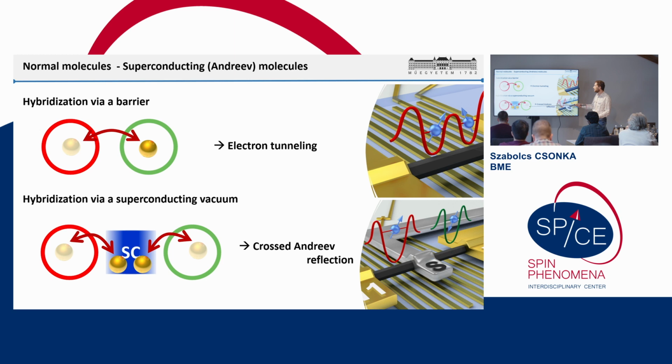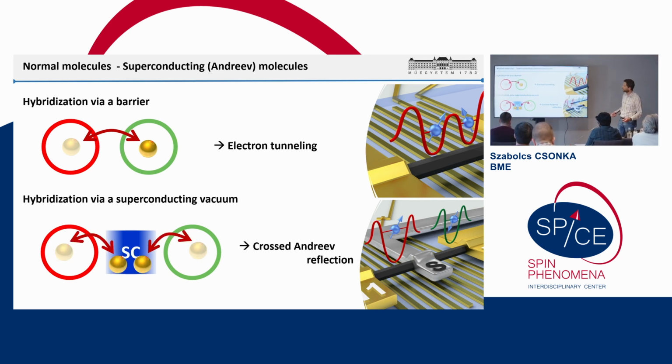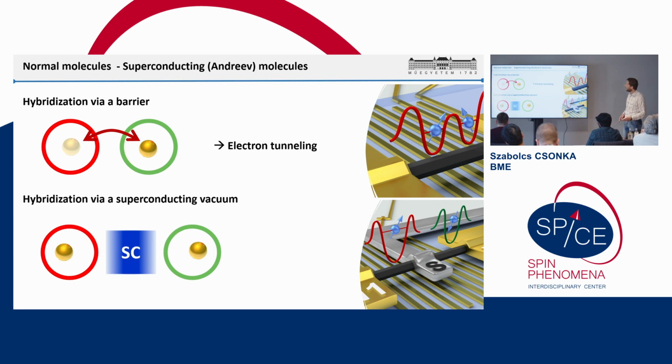And similarly, it could also happen if you have a Cooper pair in a superconductor. I can take it out to the two atoms. This is what we call crossed Andreev reflection. So if we add some superconducting parts to some atomic systems, this brings some new hybridization channels for these atoms. And my talk is focusing on superconducting molecules, which I call Andreev molecules.